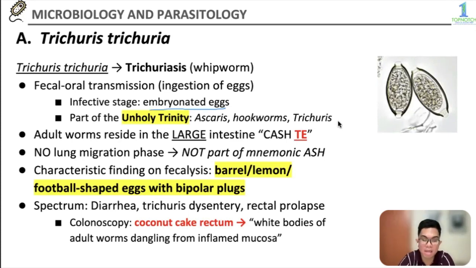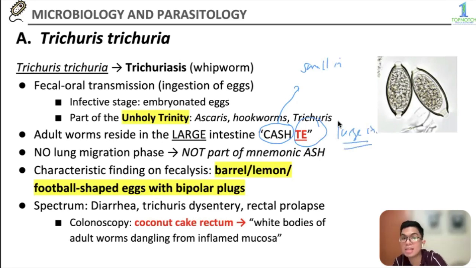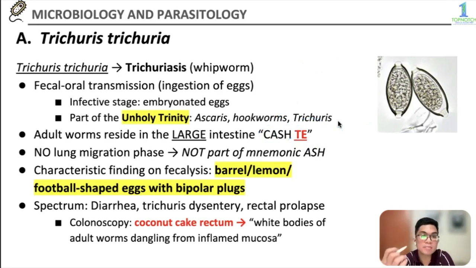And it's actually part of the unholy triad na HAT, di ba? HAT. So, your hookworms, ascaris, and Trichuris. So, the adult worms of Trichuris reside in the large intestine. So, di ba yung mnemonic? Chase, Kashte. So, I like to use the Kashte na mnemonic kasi Kash, ito yung sa small intestines, whereas TE ang sa large intestines or the colon. So, TE will be Trichuris and Enterobius vermicularis. Okay? And it also has no lung migration phase. So, walang Loeffler syndrome sa Trichuris dapat.